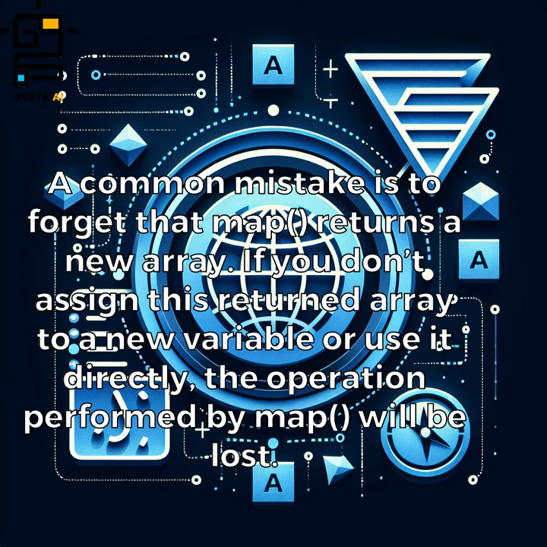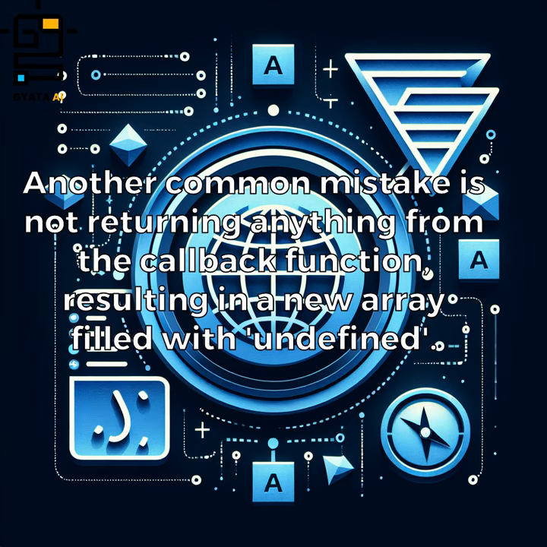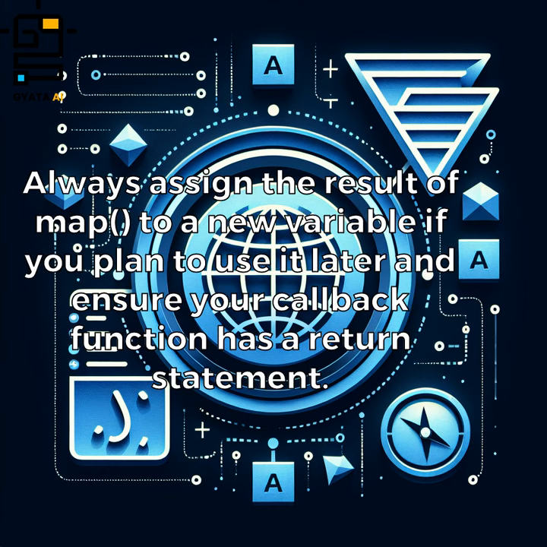A common mistake is to forget that map returns a new array. If you don't assign this returned array to a new variable or use it directly, the operation performed by map will be lost. Another common mistake is not returning anything from the callback function, resulting in a new array filled with undefined. Always assign the result of map to a new variable if you plan to use it later, and ensure your callback function has a return statement.